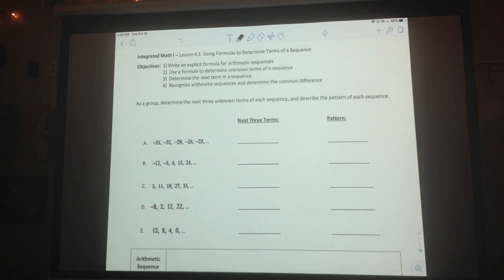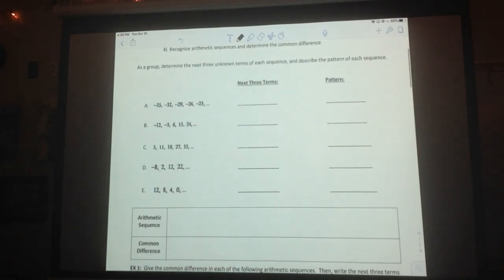So as a group, determine the next 3 unknown terms of a sequence and describe the pattern of each sequence. Without me being able to be there, we're going to have to do this together. So if I look at A and I see negative 35, negative 32, negative 29, negative 26, and negative 23, I want to know what the next 3 terms are. It should be clear that we're increasing by 3 every single time. So the next 3 terms should be negative 20, negative 17, and negative 14.